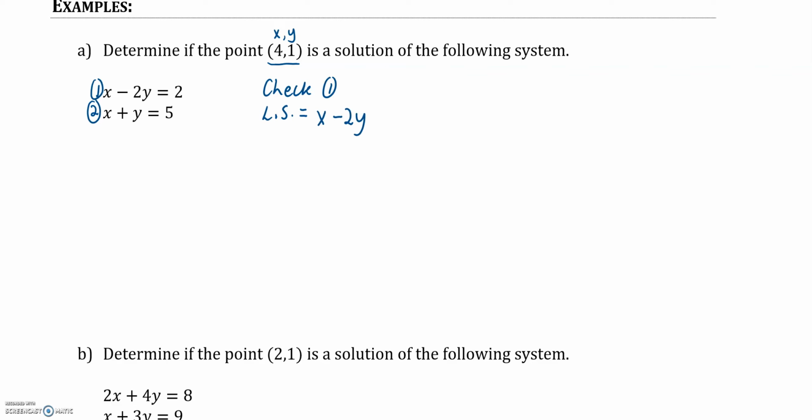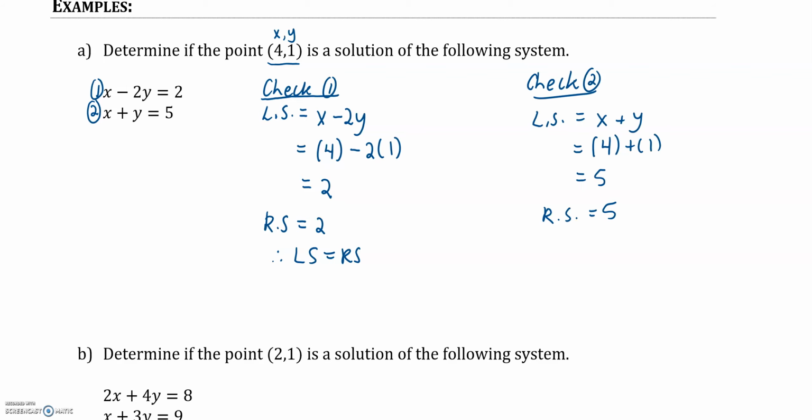So the left side of the first equation is x minus 2y, and we're going to plug in, in brackets, our point 4 and 1, and we see that it is equal to 2. The right-hand side of the equation is also equal to 2. Therefore, we say that the left side is equal to the right side. We can now perform the same check, but with equation 2. When we examine the left side and right side separately of equation 2, we find that they both equal 5. Therefore, the left side also equals the right side.